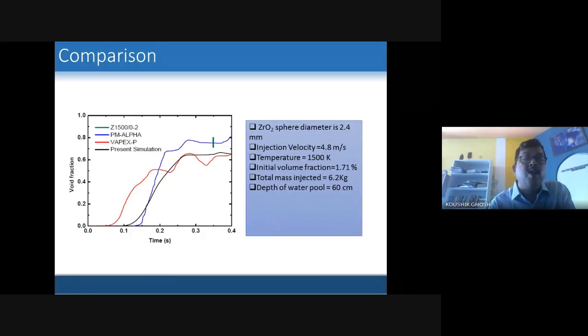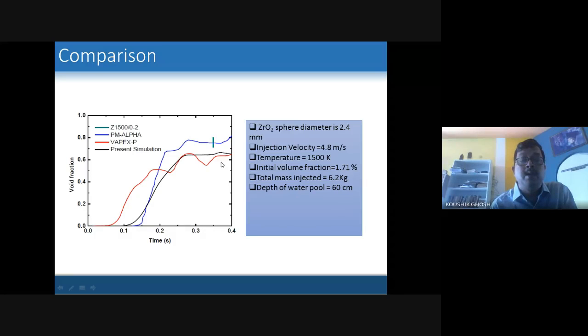Now you can see the void build-up under film boiling condition, how it is changing with time. You can see how much void is produced. This is the experimental data, and this is the prediction of the PM-Alpha code, which is a USA code. This is the VAPEX code, another code by the Korean community, and this is our code's present simulation. So this is well within some margin.